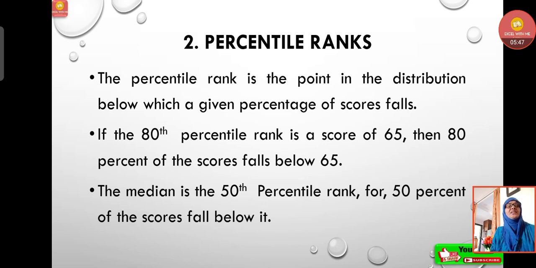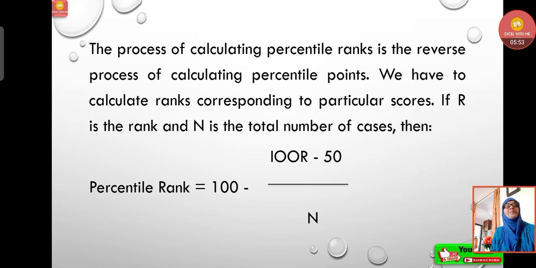So the median is the 50th percentile rank, for 50% of the scores fall below it. Now the process of calculating percentile ranks is the reverse process of calculating percentile points. Just as we have seen, we have to calculate ranks corresponding to particular scores.